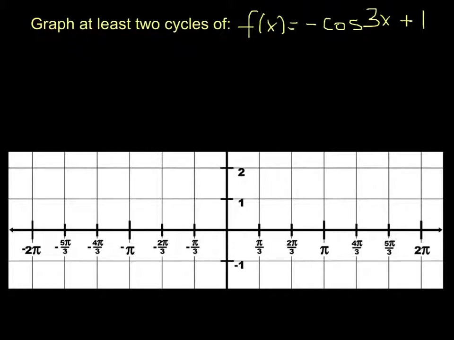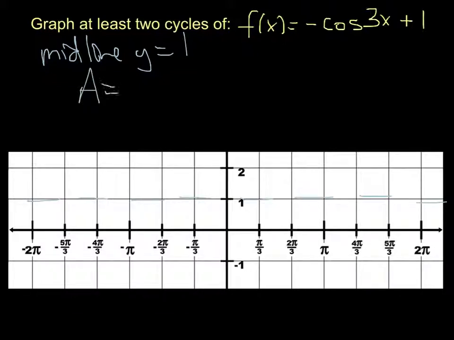And let's identify our characteristics. The midline is y equals 1. The graph is shifted up 1 unit. My amplitude is 1. No, it's not negative 1. It's the absolute value of that term, so it's positive 1. So my min is 0. My max is 2.